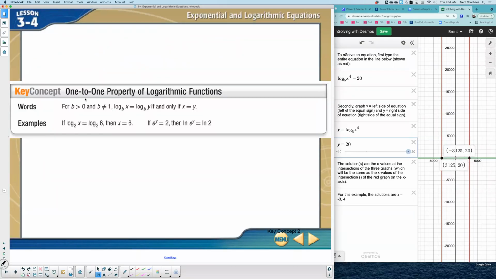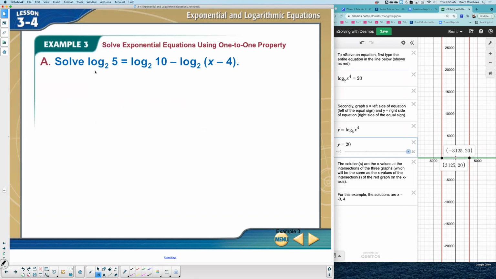Example 3. So now we get the true one-to-one property for logarithms, and it's the same idea as before. If you have a log base equal to the same log base and then everything else is isolated, you can simplify out those log bases. So on this particular problem, example 3a here, I have 3 logarithms.